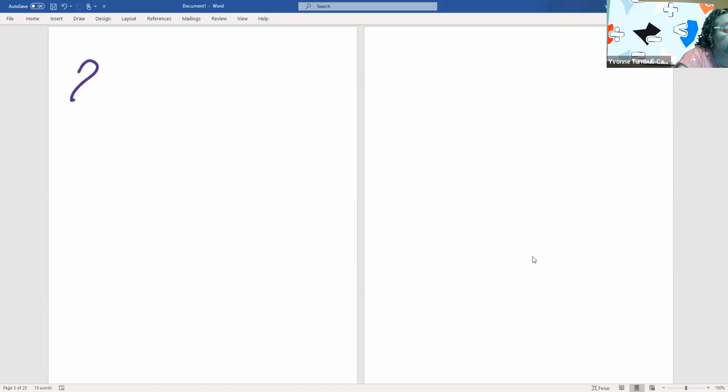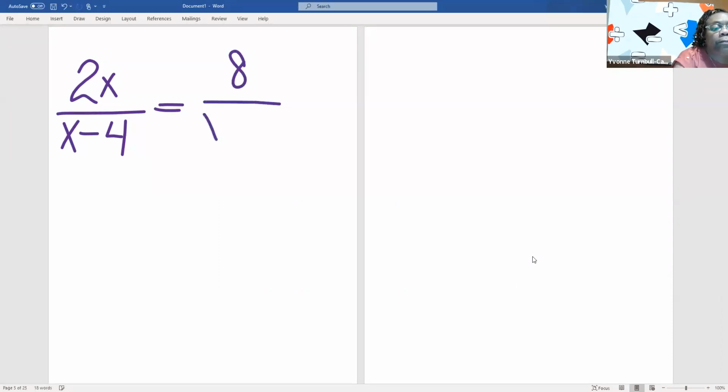2x over x minus 4 equals 8 over x minus 4 plus 1. All right, lucky you. What do you notice? The denominators are the same.